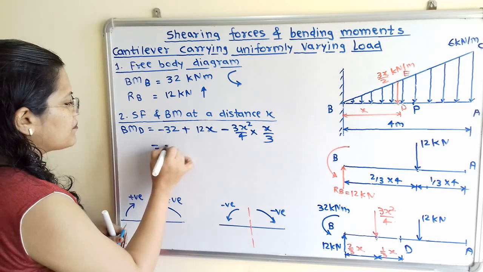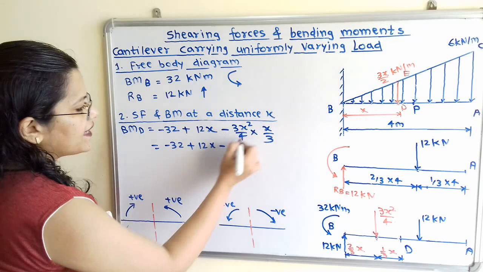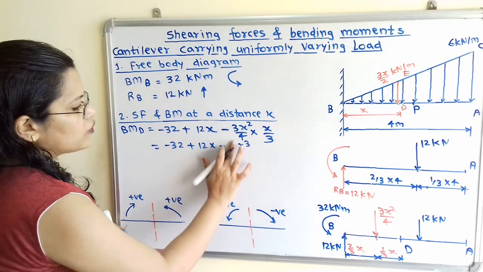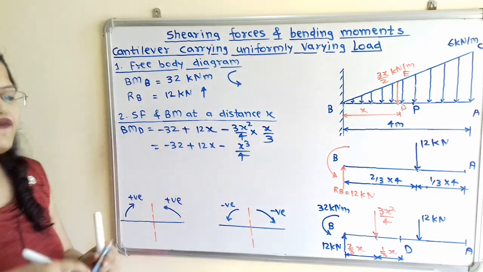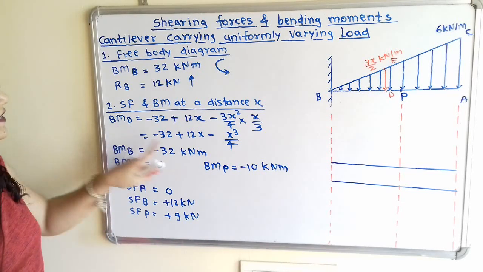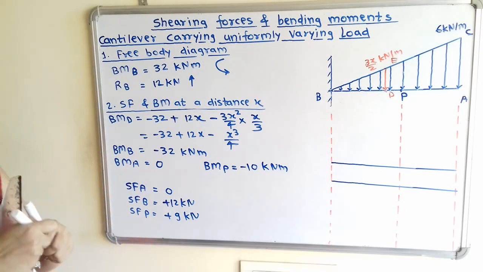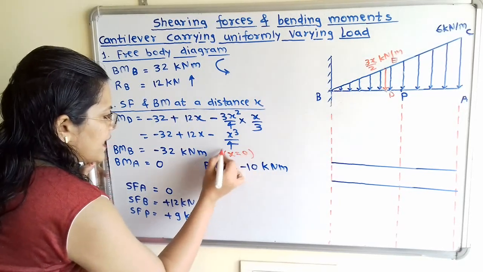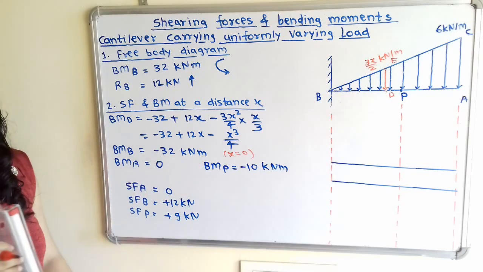So I will take here minus 32 plus 12x minus 3, this 3 is getting cancelled. So x cube divided by 4. So this is the simplified form from this equation where bending moment at a distance x, we will calculate bending moment at point B. So we know that at point B x is equal to 0. So when we put x is equal to 0, then we will get bending moment minus 32 kilonewton meter.